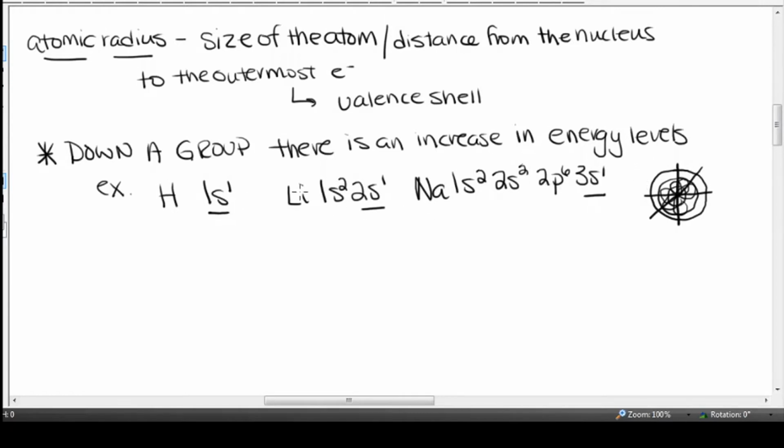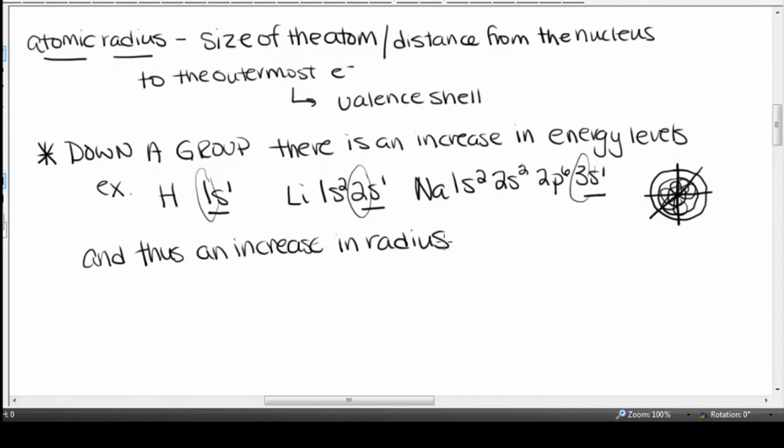Okay, so as we go down a group with this increase in our principal quantum number, or our coefficients here, these orbitals are getting progressively larger. Down a group, radius gets bigger. Down a group, there's an increase in energy level, and thus an increase in radius. It's so awesome how electron configurations can really tell us everything.